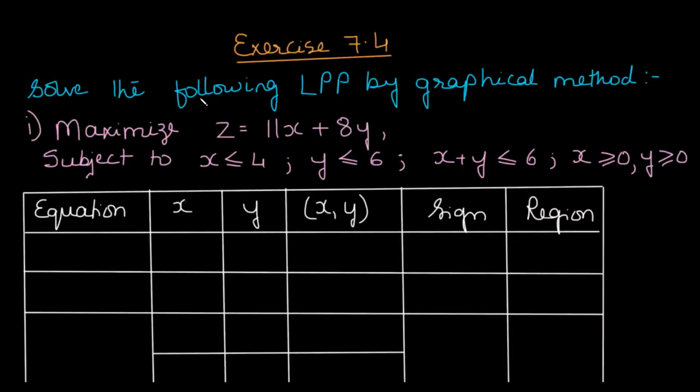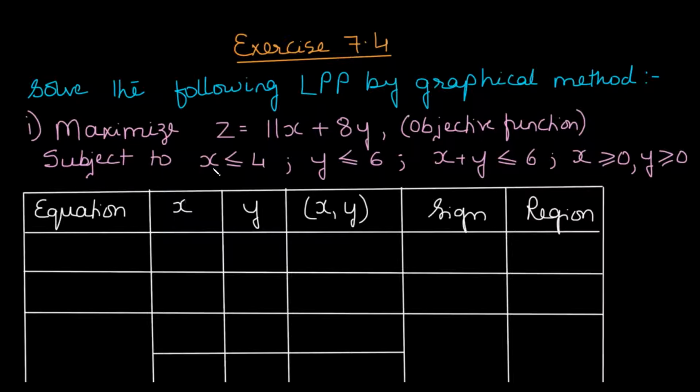The question is, solve the following LPP by the graphical method. The first question here: maximize z equals 11x plus 8y. Now this is known as the objective function. Just for your knowledge, I'm telling you, this is known as the objective function. So this is our aim, our objective, that is, to maximize this particular equation.